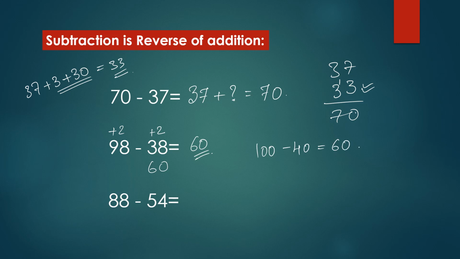So you can do any approach, but as and when you are doing in an exam, see the question and accordingly you put the approach. Let's see the third one. 88 minus 54. 4 plus 4 will give 8. 5 plus 3 will give 8. So answer should be 34. Simple.